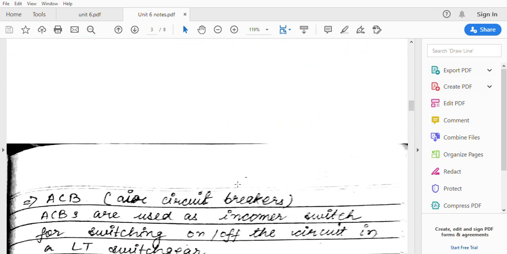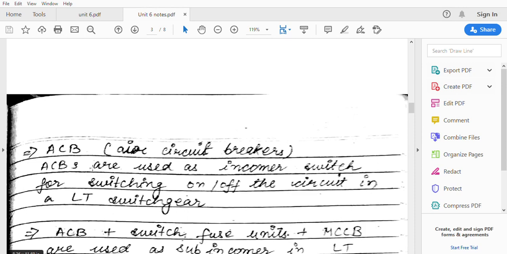So one kind of circuit breaker is a breaker which will break the circuit on load. An isolator will break the circuit when the circuit is off load. So there are different kinds of circuit breakers. There is air circuit breaker, there is SF6 circuit breaker. There are various types of circuit breakers. So basically in low tension switchgear we'll be using air circuit breakers. So this will be used as an incomer switch. It will be used for switching on the circuit.